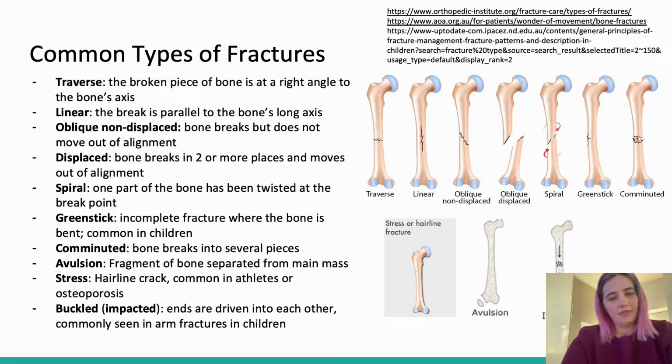Comminuted is where the bone breaks into several pieces. Avulsion is when a fragment of bone separates from the main mass. And then stress is a hairline fracture, and it's common in athletes or osteoporosis. And then finally, buckled or impacted, where the ends are driven into each other, and are commonly seen in arm fractures in children.